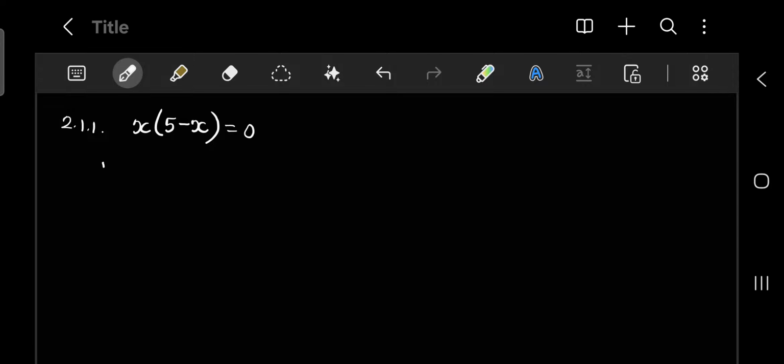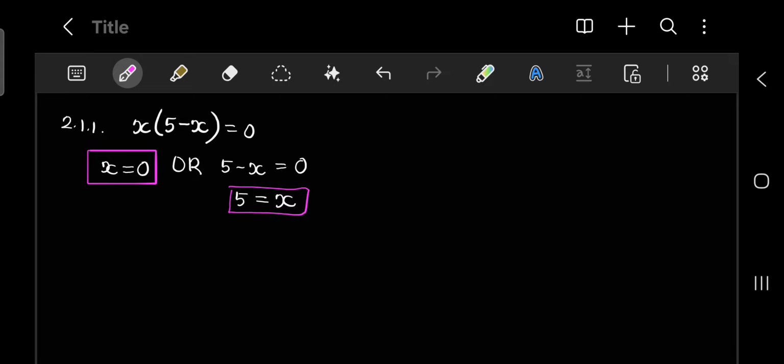All you have to do is take each factor and equate it to 0. So we're going to start off by saying x is equal to 0 or 5 minus x is equal to 0. Now we've already got one answer here. Working with the next part, I'm going to keep the 5 on the left hand side and I'll take this negative x to the right. So here are my two values, x is equal to 0 or x is equal to 5.